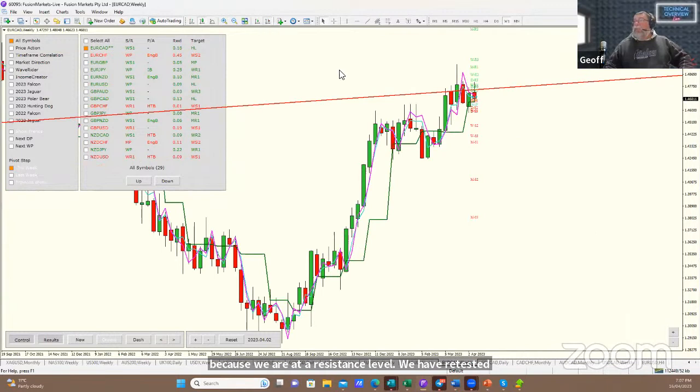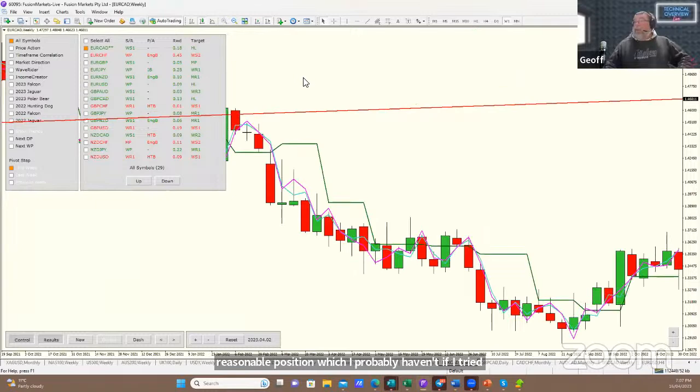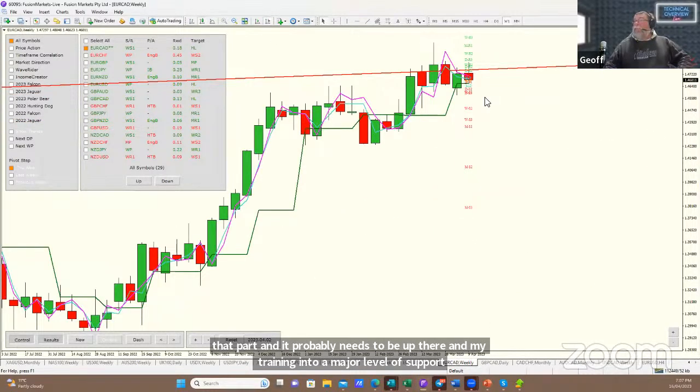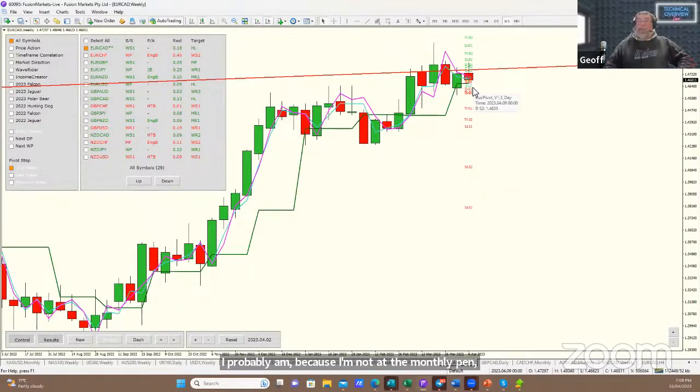Do I agree with the entry is the next point. And I would do the normal things. I would look at whether I'm trading into a support level, which I probably am, whether I've got my stop loss in a reasonable position, which I probably haven't if I trade that bar, and it probably needs to be up there. Am I trading into a major level of support? I probably am, because I'm right at the monthly pivot. So that doesn't look so attractive to me anymore. And of course, we've got that CAD news event that we need to take into consideration as well.